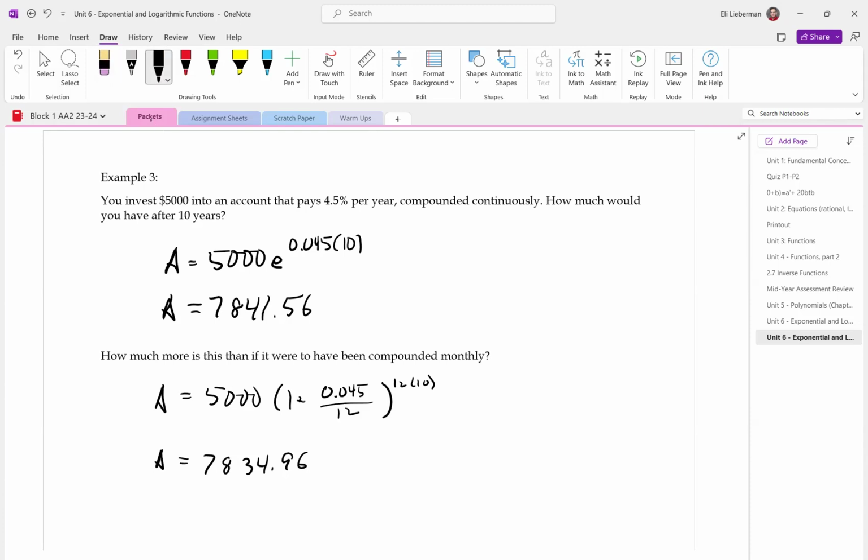So are we surprised that this number is less than the continuously compounded interest? That's our benefit to compound more often. So Lily, do you get the difference here? Do that calculation here. $6.60. 60 cents. The difference is.